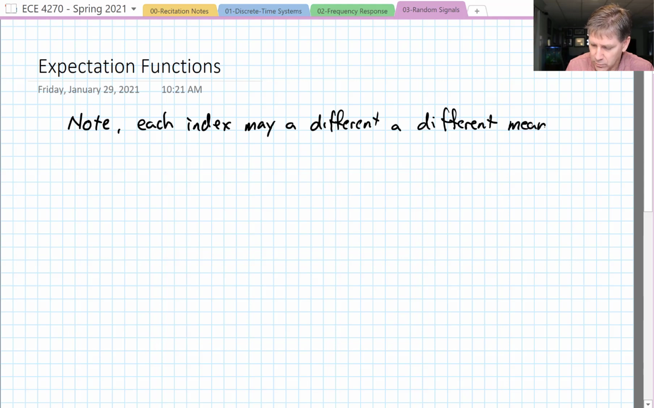And so what does this mean? No pun intended. That means that averages, in the sense of finding an expectation, should be taken across realizations or ensembles and not across time.